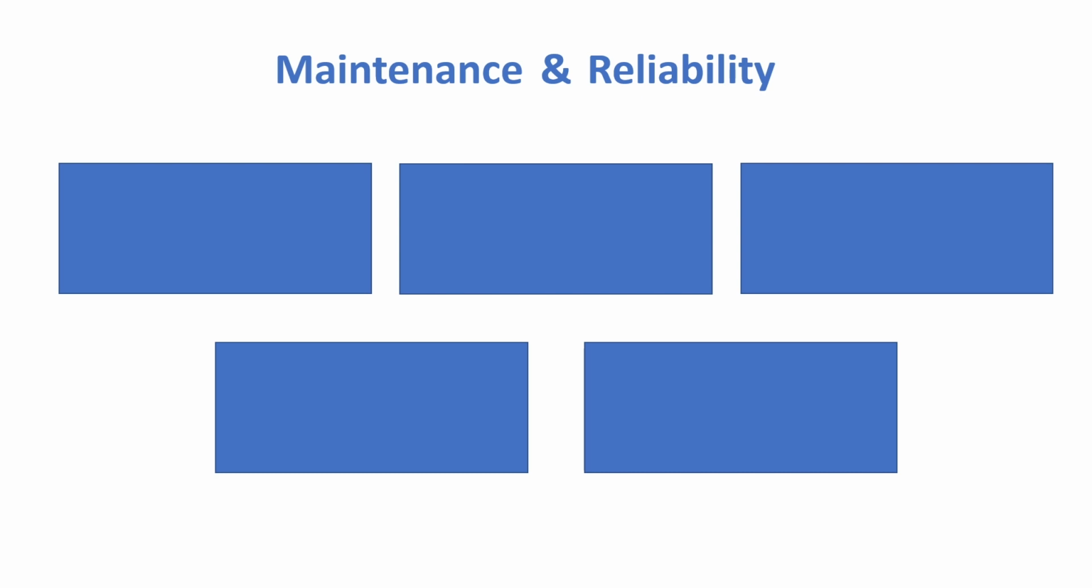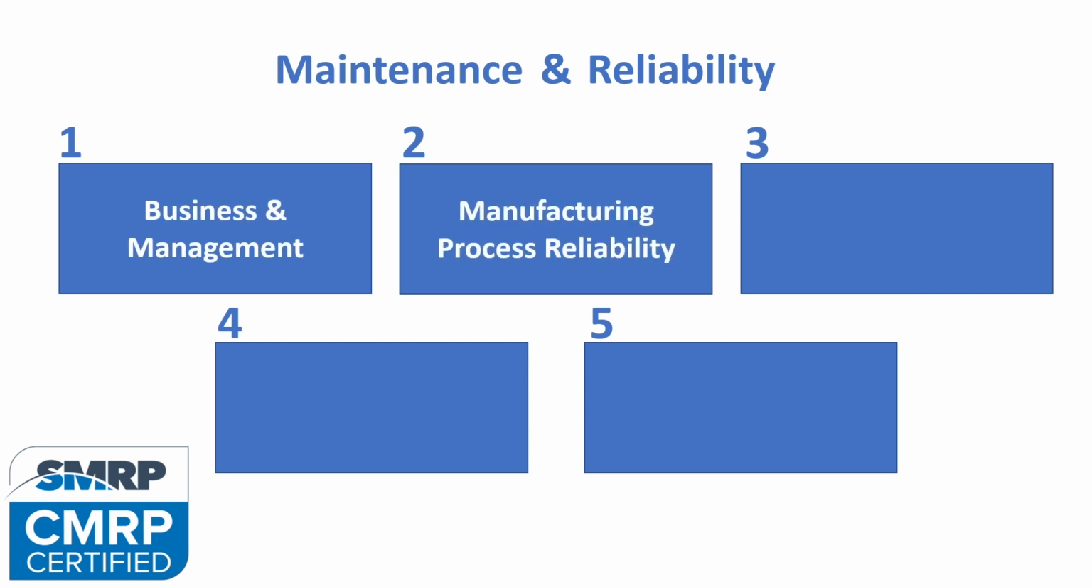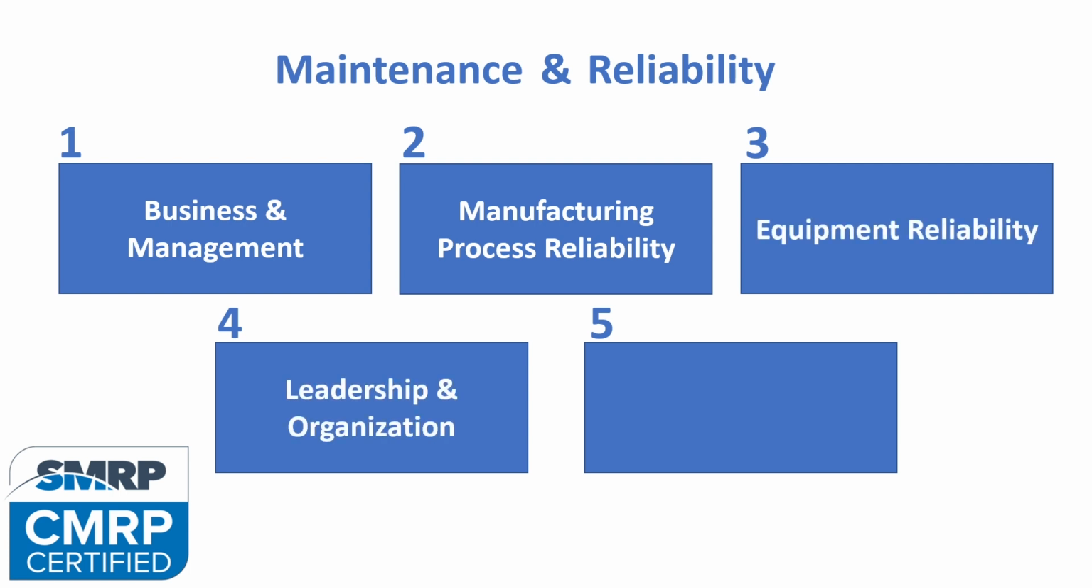As mentioned earlier, for the sake of order and consistency, we are following the body of knowledge developed by Society of Maintenance and Reliability Professionals for the CMRP certification. In this body of knowledge, the subject of maintenance and reliability has been divided into 5 main pillars. These include business and management, manufacturing process reliability, equipment reliability, leadership and organization, and work management.